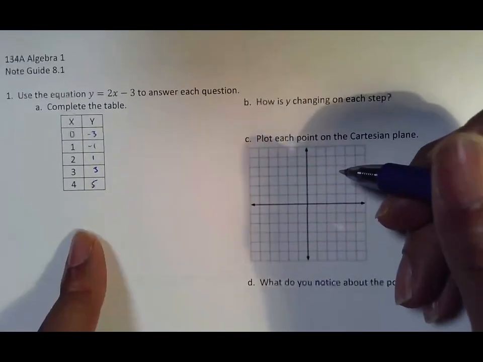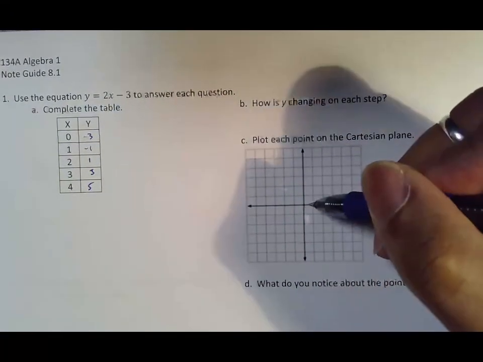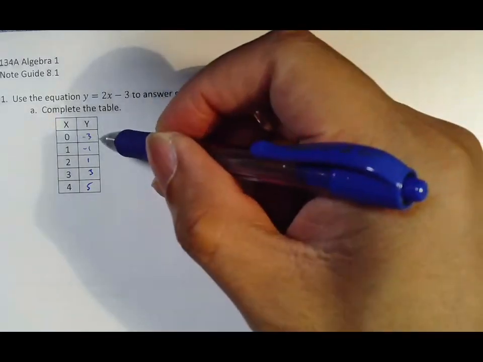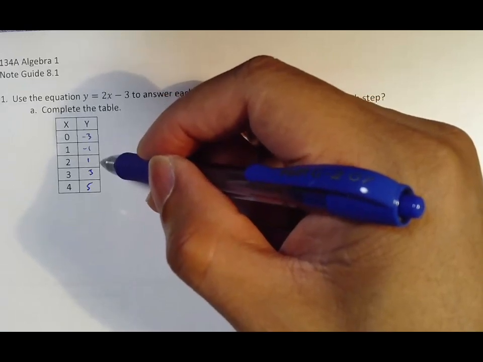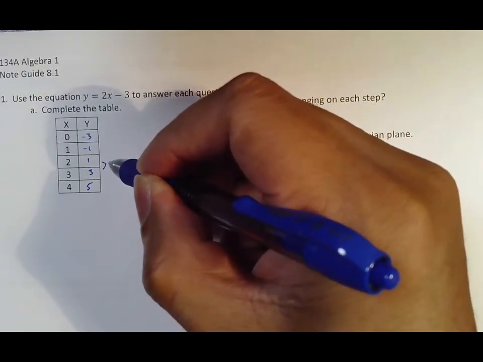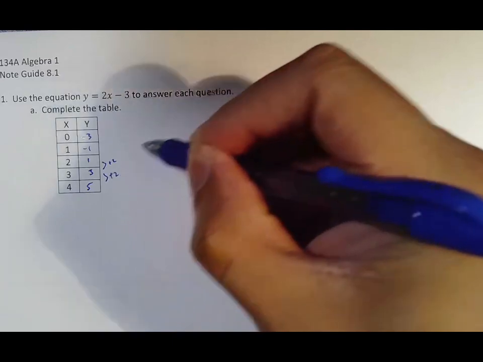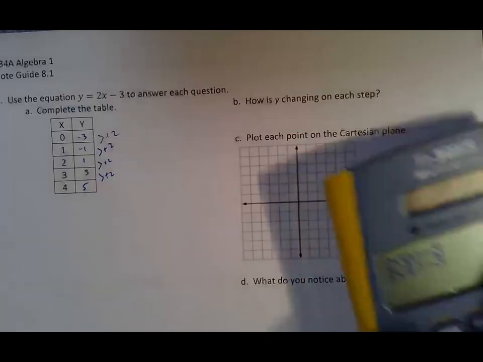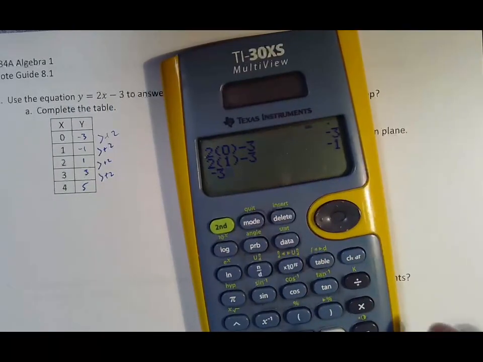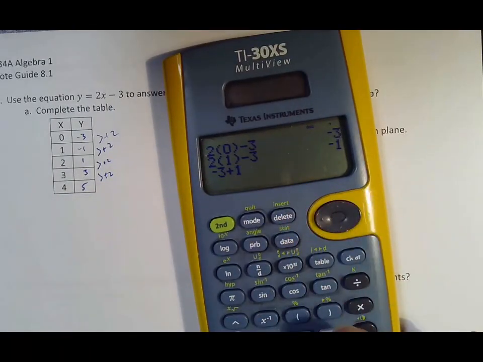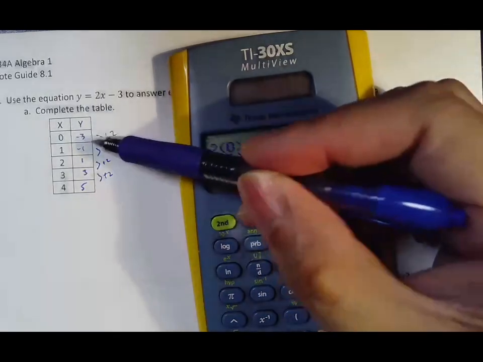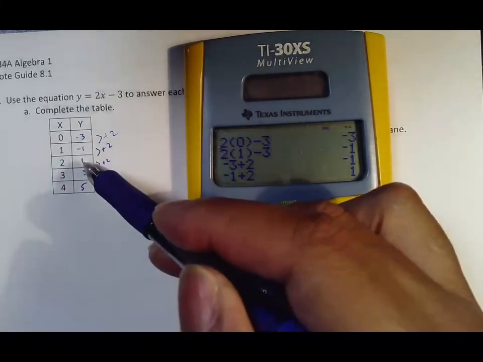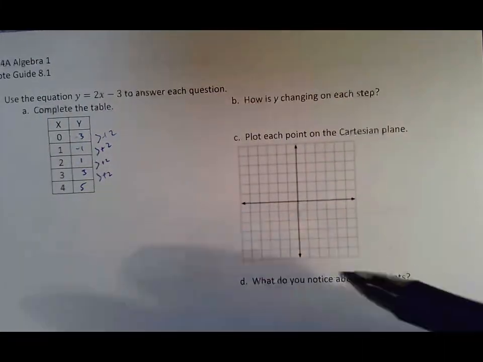Now what we're going to do is plot all those points. So 0, -3 means, remember the plotting, how is y changing on each step? If you notice, this is going up 2, this is going up 2. This is also going up 2 and up 2, because if you check it out, -3 plus 2 is -1. -1 plus 2 is also going to be your next number, which is 1. So it's adding 2.